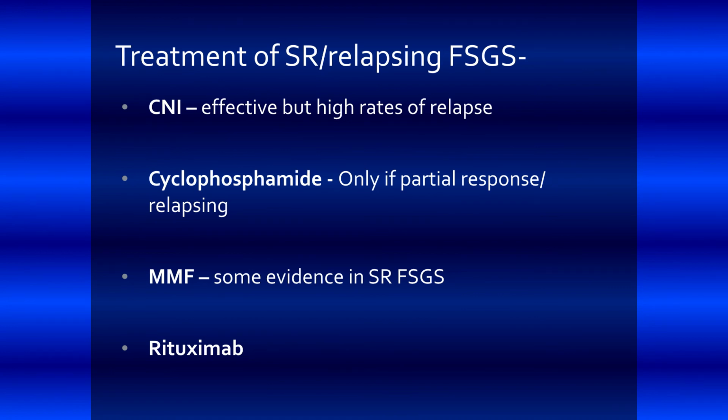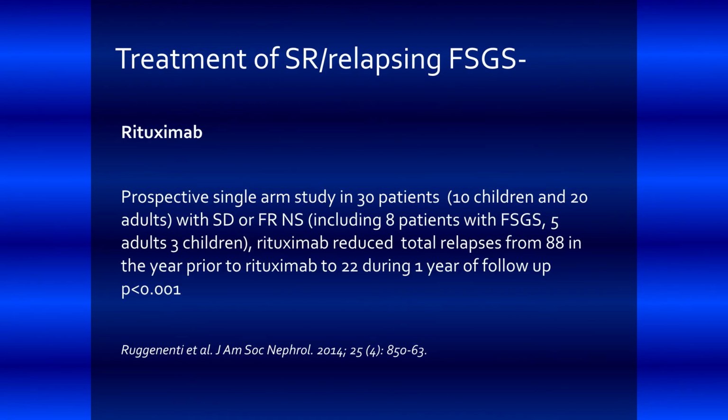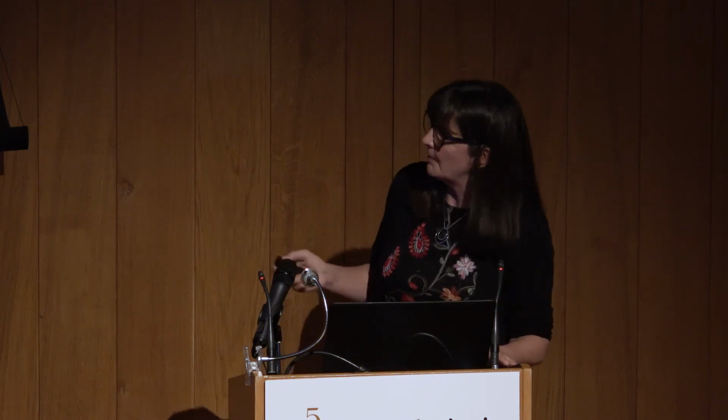And what about rituximab? Again, fewer studies in FSGS, but there are a few series now. This one from Ruggenenti was in 30 patients, 10 children and 20 adults, with either steroid-dependent or frequently relapsing nephrotic syndrome, and rituximab reduced the total relapses from 88 in the year prior to rituximab to 22 during the year of follow-up after rituximab.